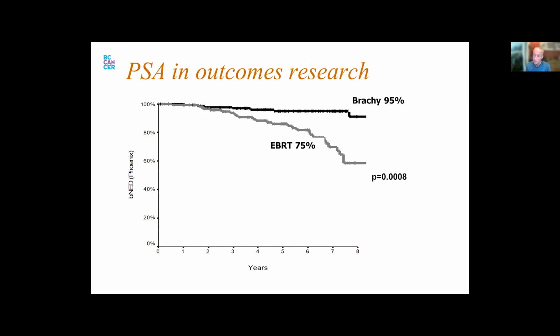We can use PSA for research. Here is a study that I did comparing the outcomes of men who were matched for stage and PSA, etc. They were treated either with brachytherapy or external radiation. This is like night and day. After 5 years, the cure rate was 95% with brachytherapy and 75% with external beam. And this curve continues to fall off quite markedly. I still use external beam radiation in those who cannot or should not receive brachytherapy.